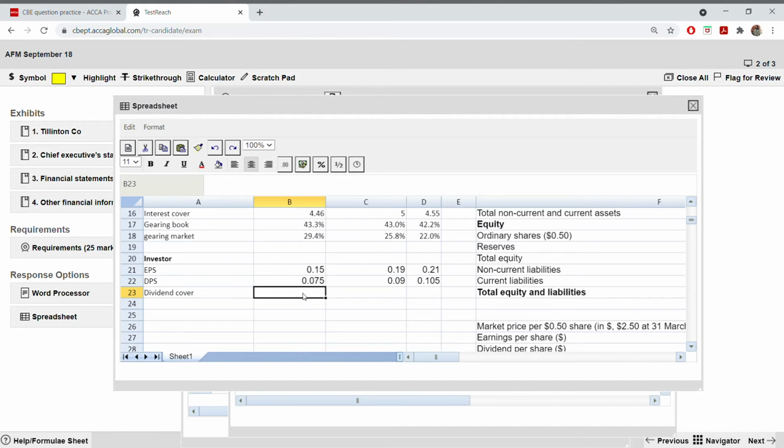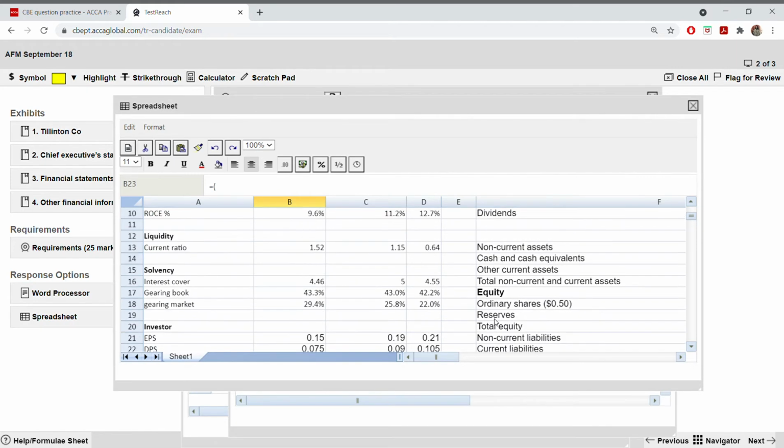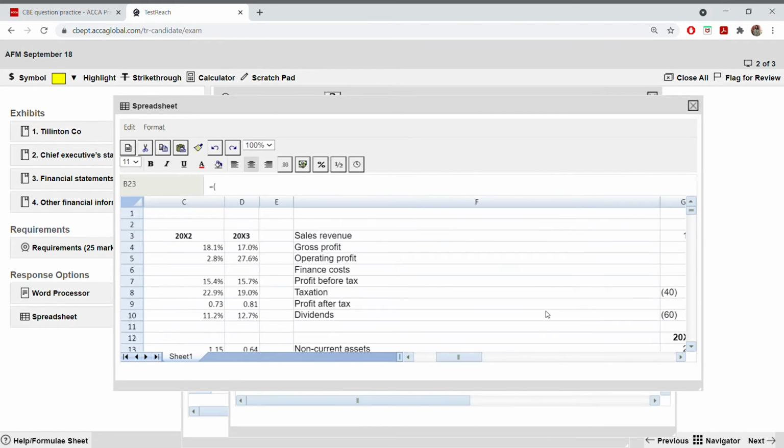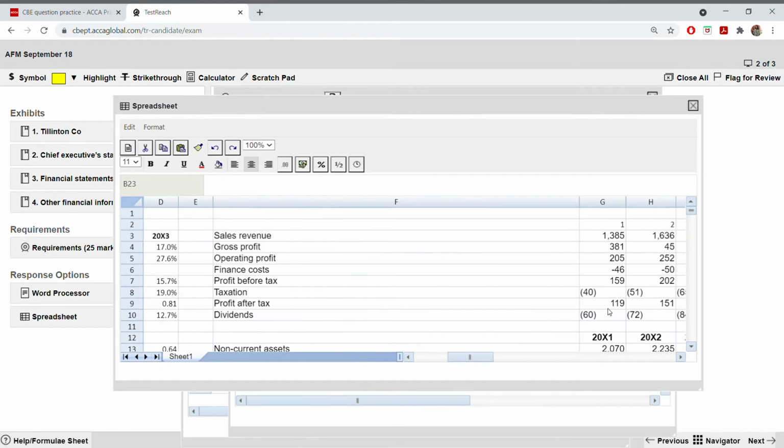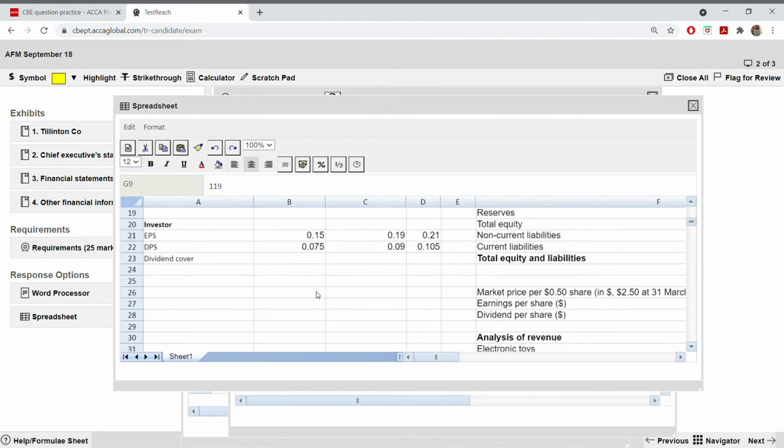See, dividend yield, dividend per share, dividend cover, three different things. Okay. It is the net income divided by your dividend. Net income means profit after tax divided by your dividend. So, what is your profit after tax? It is 119 divided by your dividend, 119 divided by 60.